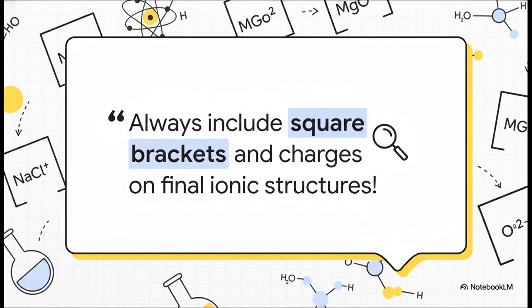Okay, pause right here and listen closely. I'm going to drop a massive insider secret. Examiners consistently deduct marks if you forget the square brackets and charges on your final ionic dot structures. When you draw these in your board exam, you absolutely must draw the bracket around the anion and clearly state the positive and negative charges. Please do not fall into this trap.